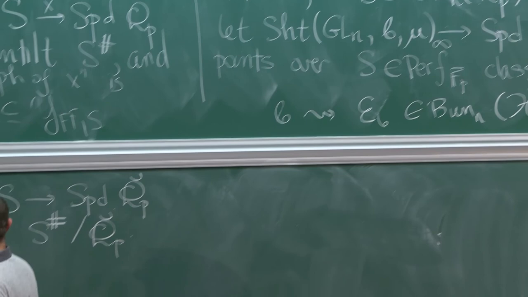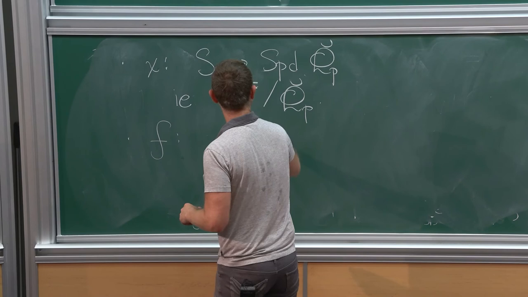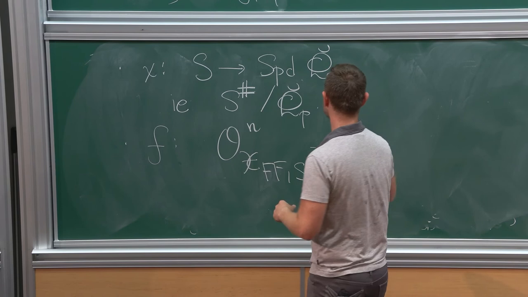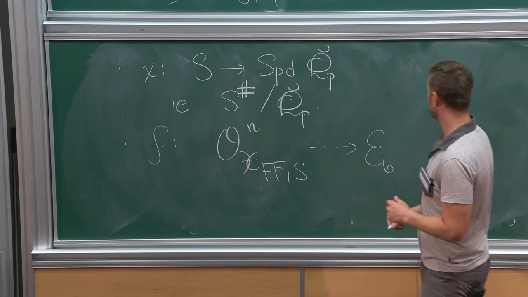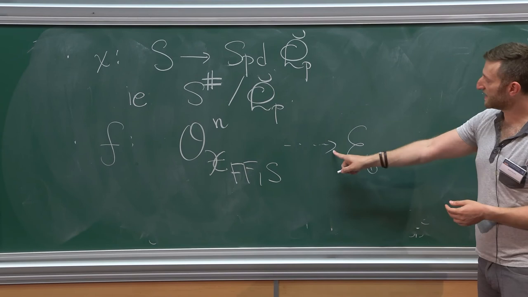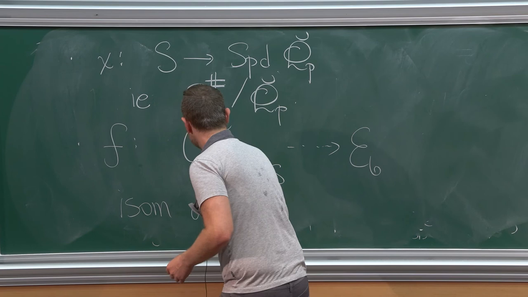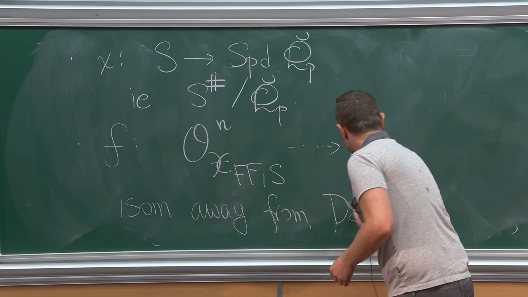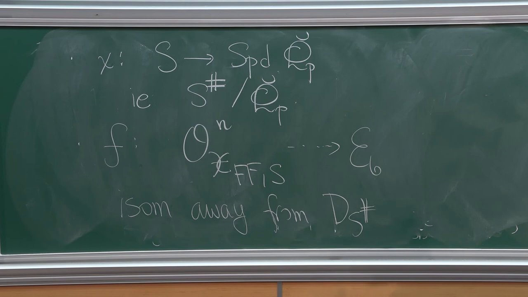And the map's going to be f from a trivial vector bundle of rank n to this one, E_B, living over the Fargues-Fontaine curve X. This is a dotted arrow. I mean for this to be an isomorphism away from D_S sharp. And then at D_S sharp, it should be meromorphic and bounded by mu.